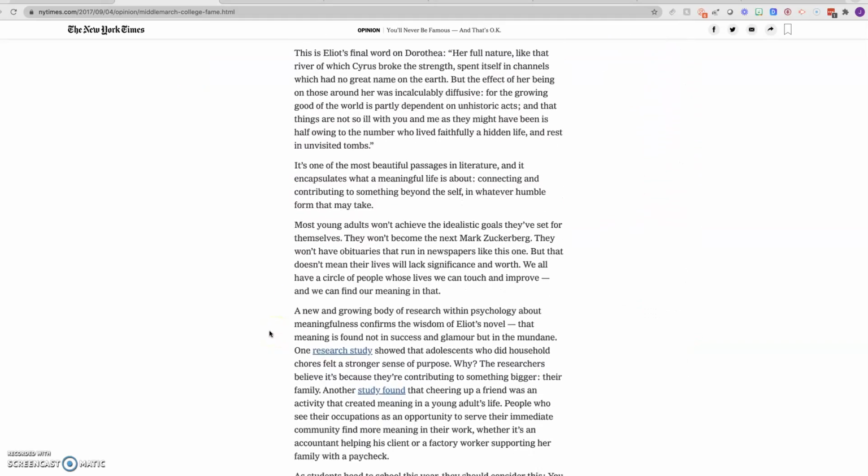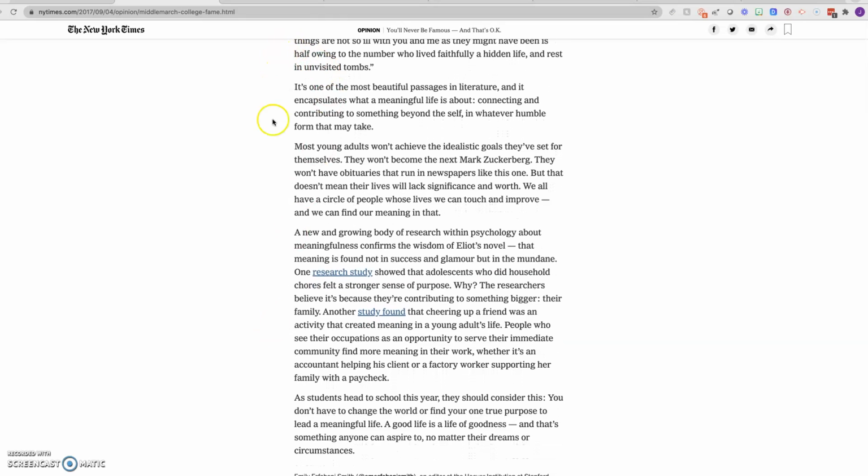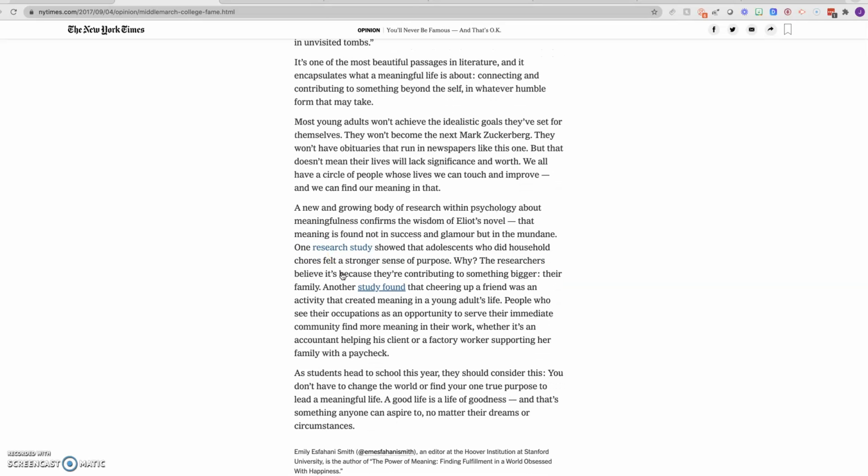What Smith then does after the extended example is that she pulls that into the real world and she ties it back to things like research studies. If you look towards the end of her work, we see that she's connecting the wisdom, and she actually says that, the wisdom of a novel, and she's, again, coming to a conclusion that meaning, so one's life, the meaning of life, satisfaction with life, is not found in success and glamour, but in the mundane, so the everyday, the existence overall, and that Eliot's novel is demonstrating that.